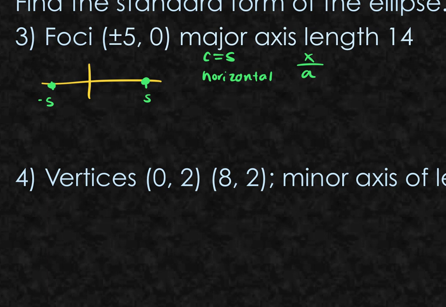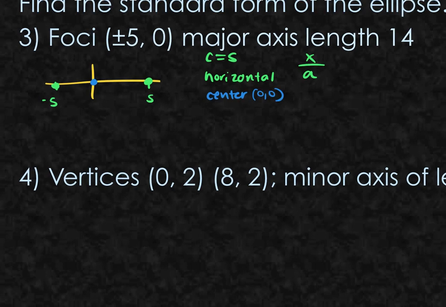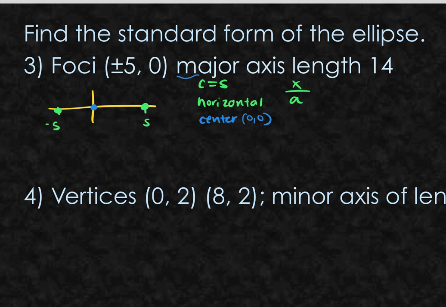What else? There's one other thing you can get from there. Center's at 0, 0. Good. Center's halfway between. Center's at 0, 0. And then the A is 7. Then the second piece of information says the major axis length is 14. Major is 2A. So if 2A equals 14, then A is 7.